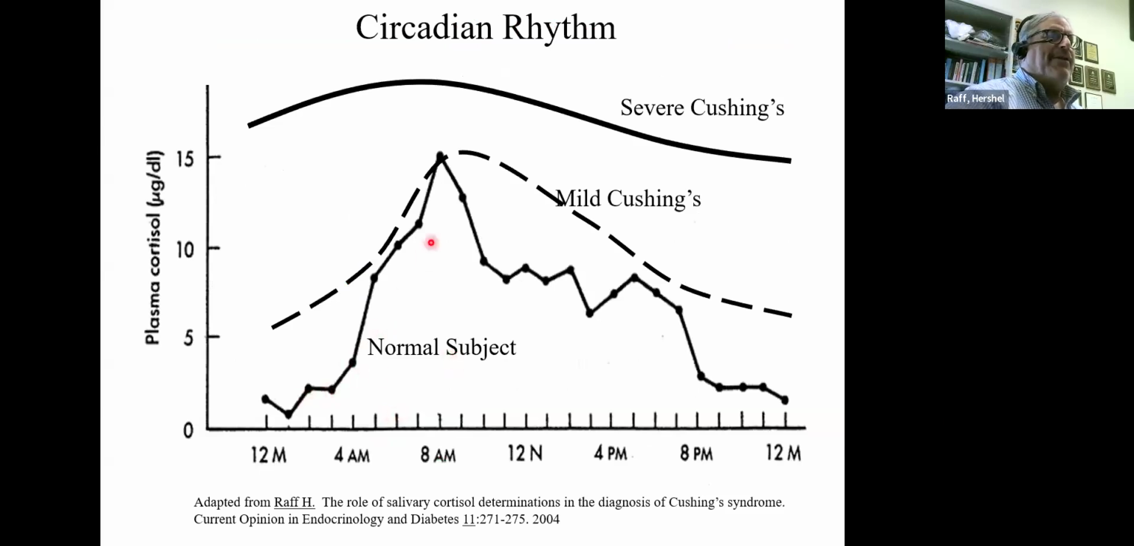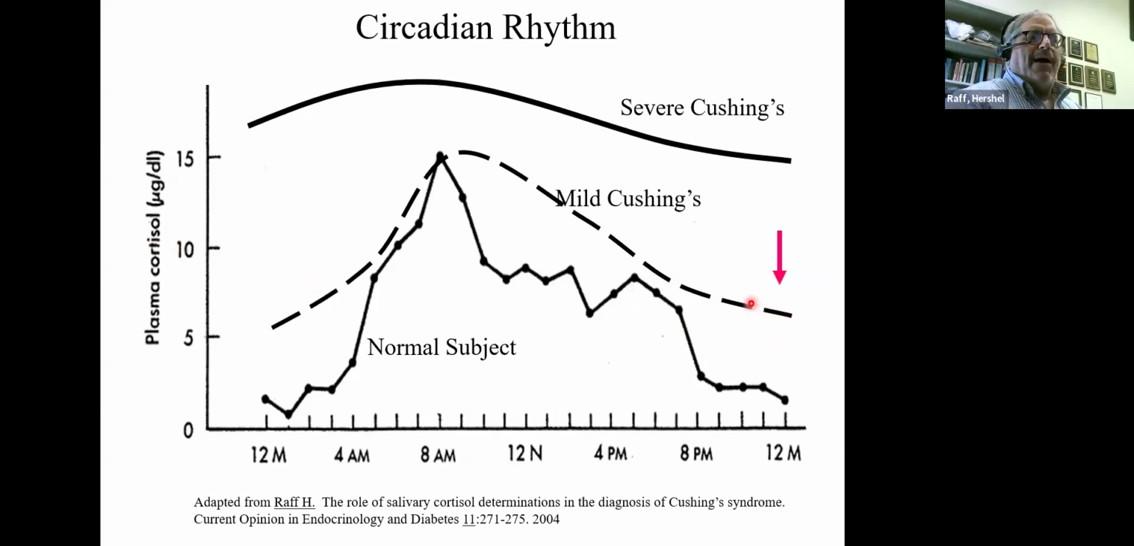So here's the circadian rhythm I showed you before. That patient with the very, very severe Cushing, that's what they look like. It doesn't matter what you do. They're all going to be abnormal. But the most common patients we see now don't look anything like that. They look much more like this. They still have a circadian rhythm, but their late night cortisol level in the blood is elevated.